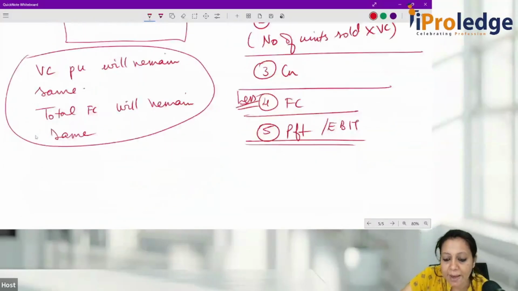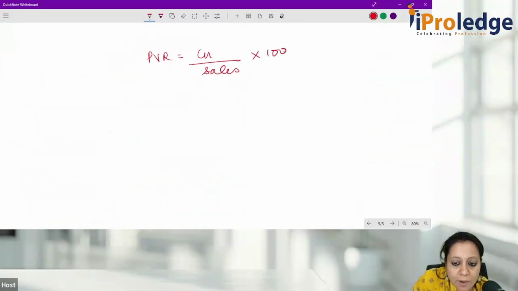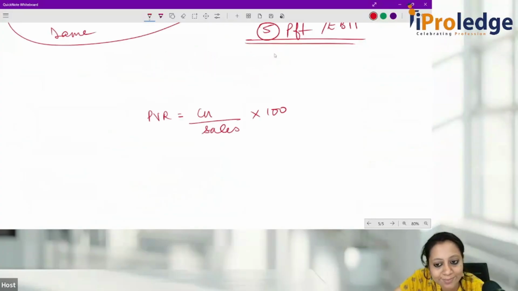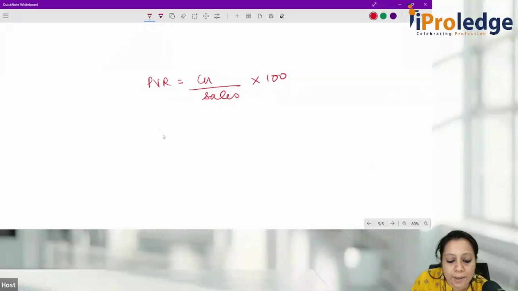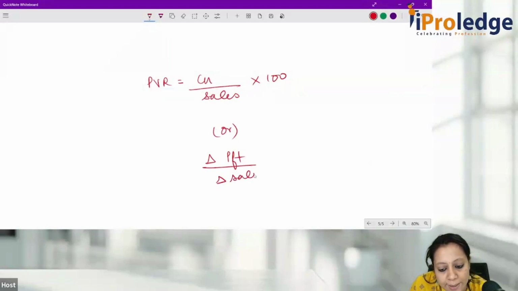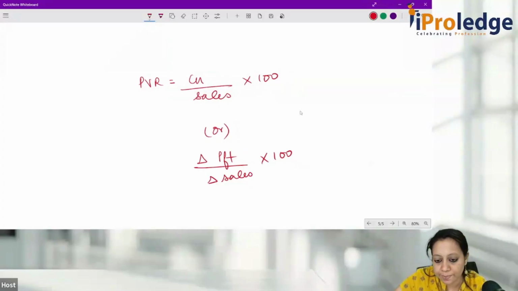Now PVR, profit volume ratio. Profit volume ratio is equal to what? Contribution divided by sales into 100. See, contribution is also profit only, no? For many decision making purposes, we will use contribution. Then another formula for PVR is change in profit divided by change in sales into 100. Depending on what's given in the question, you will choose which formula to use.